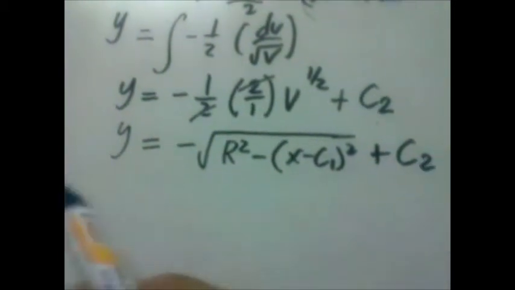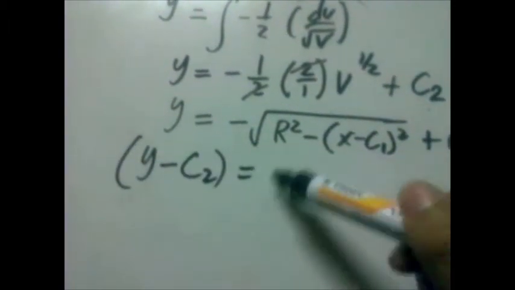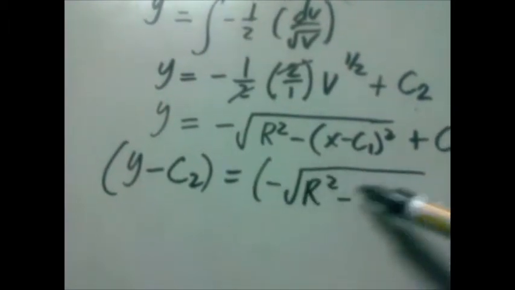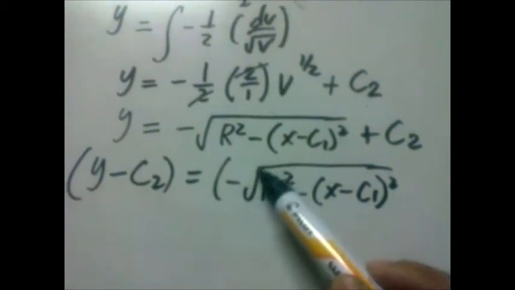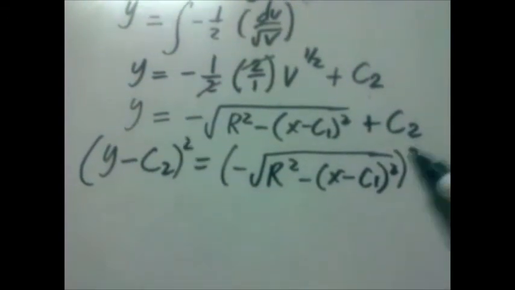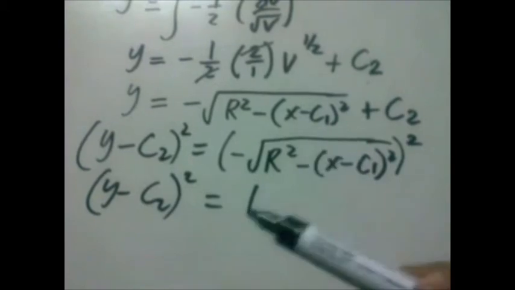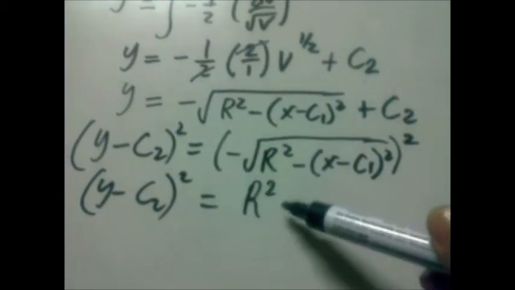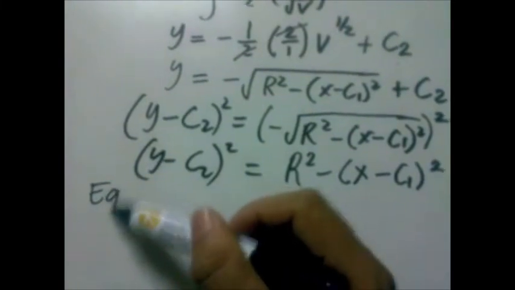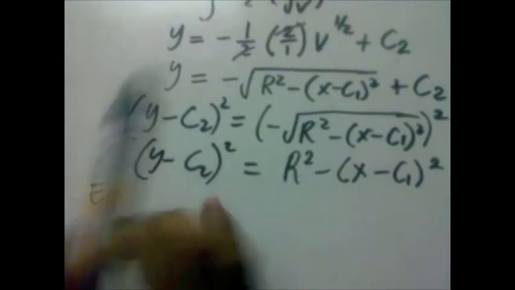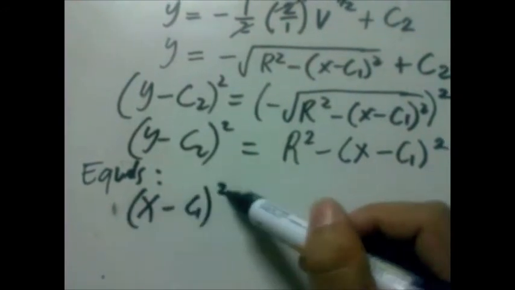And I'll have to transfer c2 to the left side of the equation. So it now becomes y minus c2, as one quantity, equal to negative the square root of r squared minus x minus c1 squared quantity. And then in order for us to take away the square root of this term, we have to square both sides. So it becomes now y minus c2 squared is equal to r squared minus x minus c1 squared. It is equivalent, okay, it is also equal to x minus c1 squared. This is it.